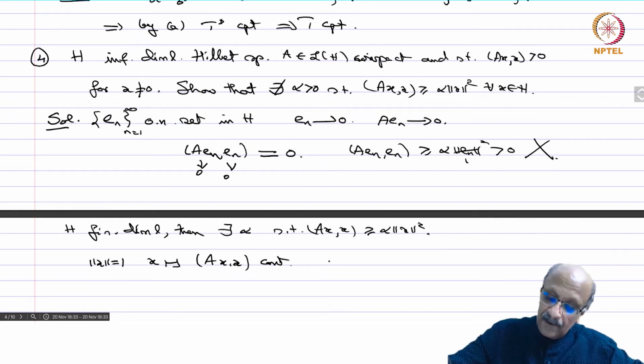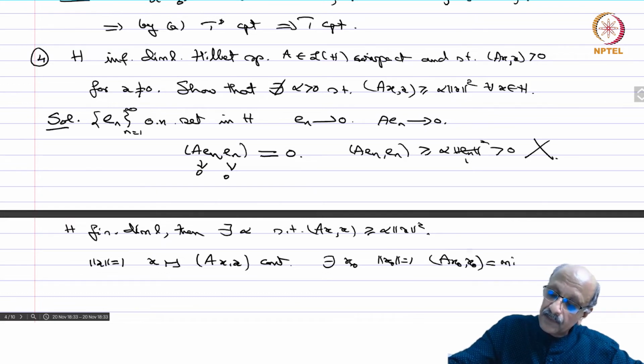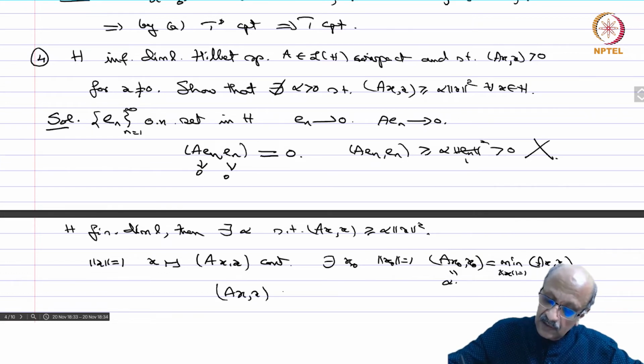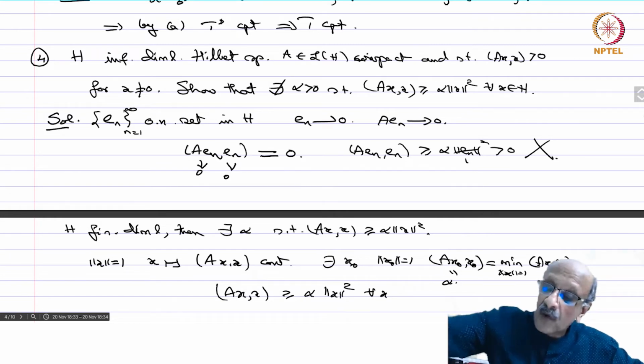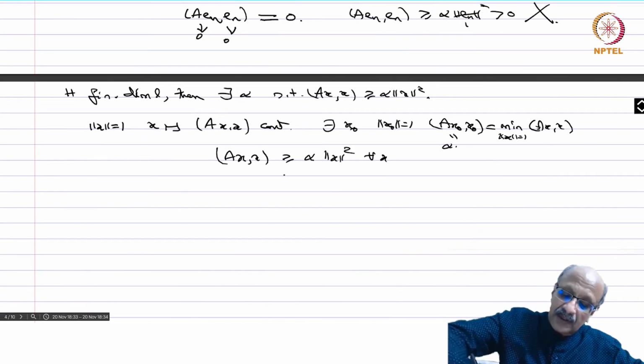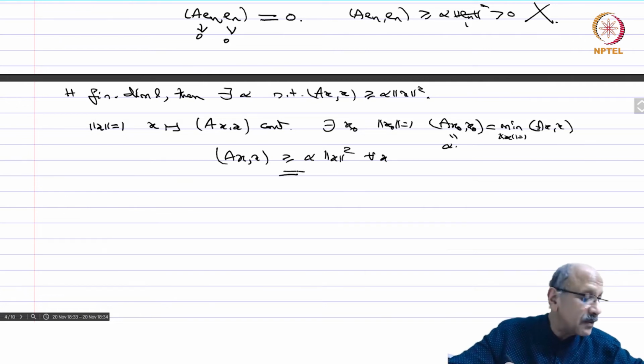So therefore there exists x naught, norm x naught equal to 1, such that ⟨Ax naught, x naught⟩ equals the minimum of ⟨Ax, x⟩ over norm x equal to 1, and call this alpha. Then you have ⟨Ax, x⟩ greater or equal to alpha times norm x squared for all x, because you take x by norm x and then you will get this. So in finite dimensions this certainly happens, and that is why we are trying to see if it happens in infinite dimensions, but it does not happen in infinite dimensions.